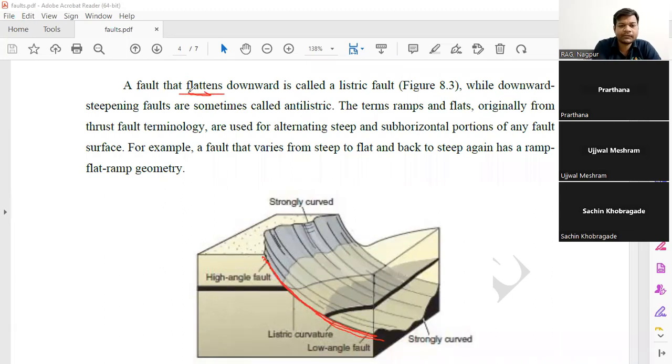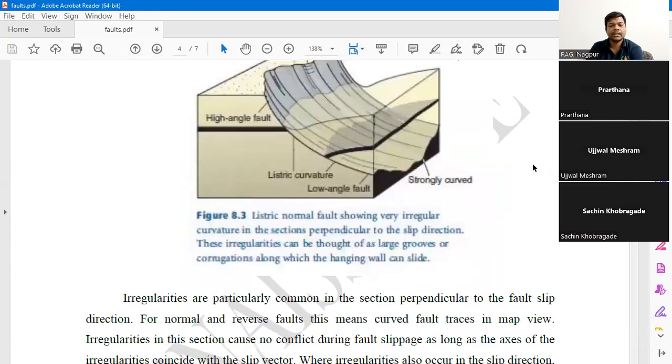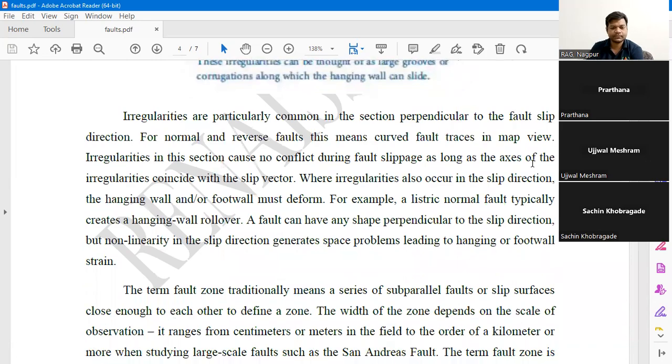The fault that flattens downward, so whenever it is going downwards it gets flattened, will be called a listric fault. While downward steepening faults are called anti-listric, the opposite case of the listric fault. Remember the curvature of the fault plane. If the curvature is there, it will be called listric.